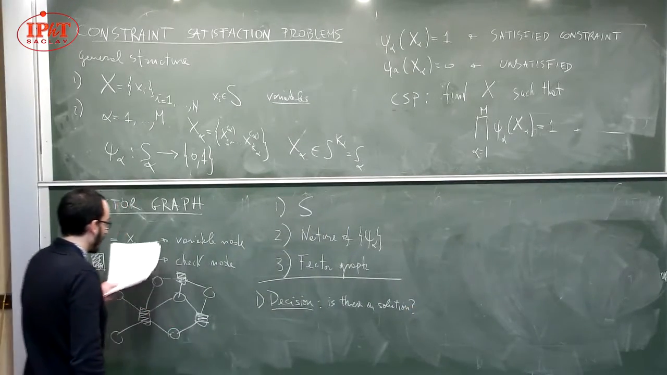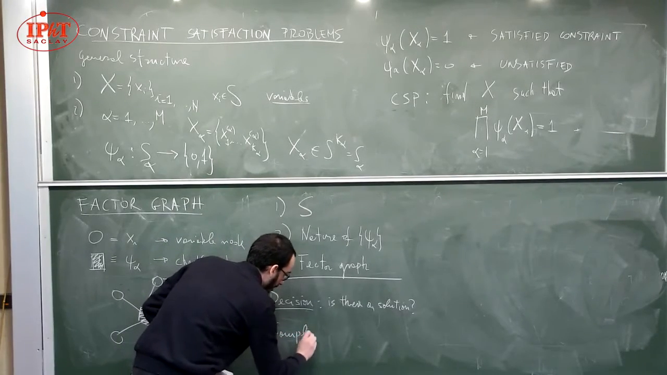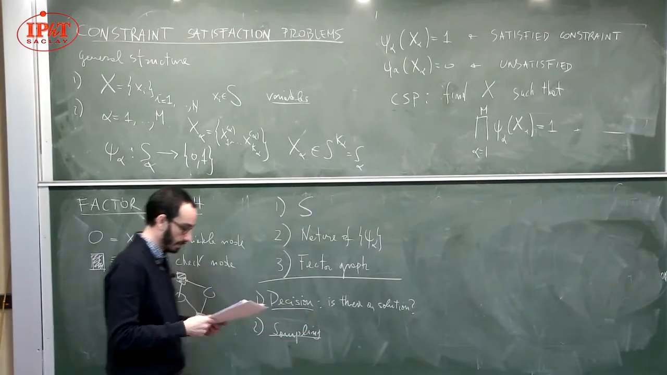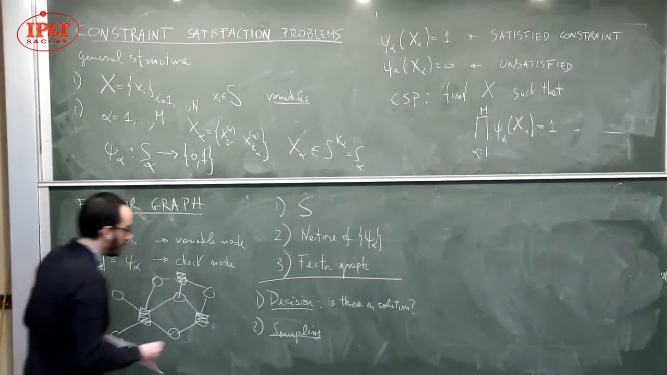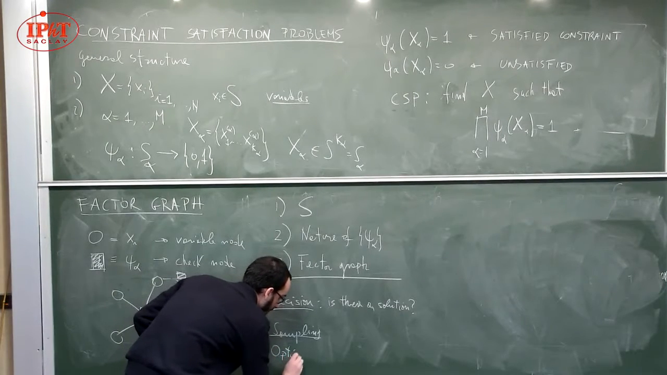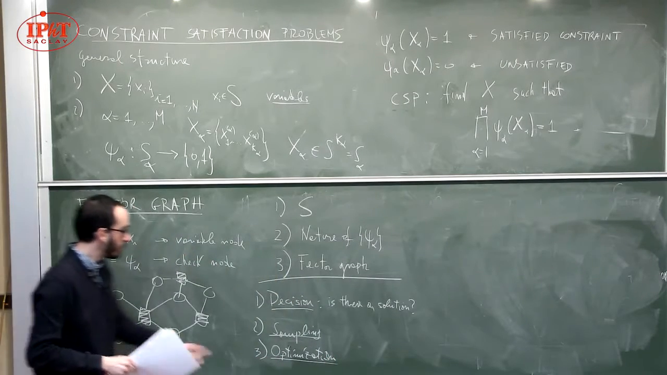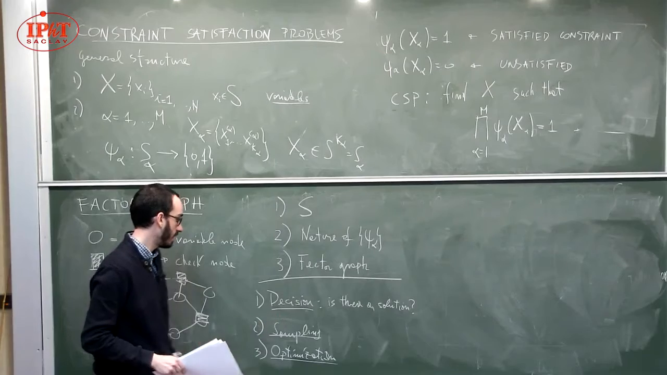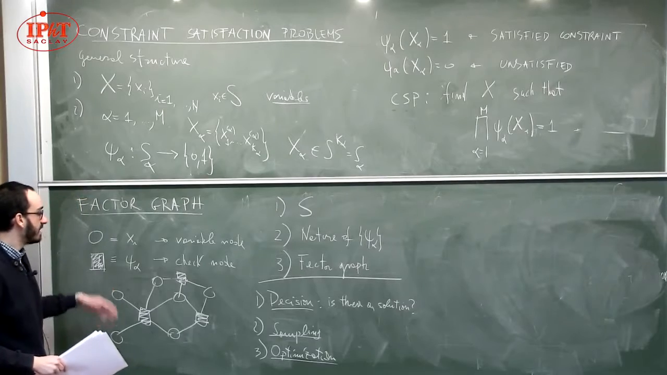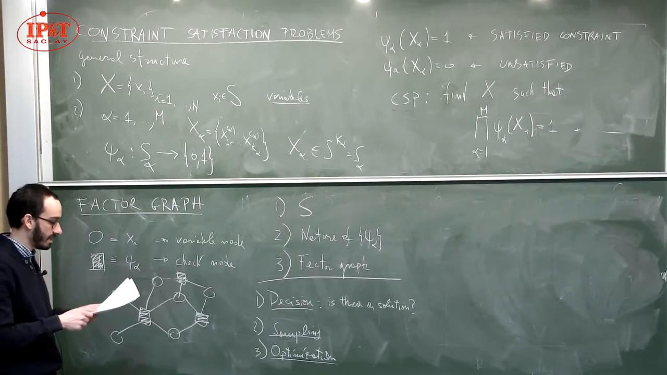Another question that you can ask is sampling. So if there is a solution, then find one. Okay. And the third one is optimization. So in the case in which there is no solution, find the configuration of X that has the minimal number of unsatisfied constraints. Okay, so you want to minimize the number of unsatisfied constraints.